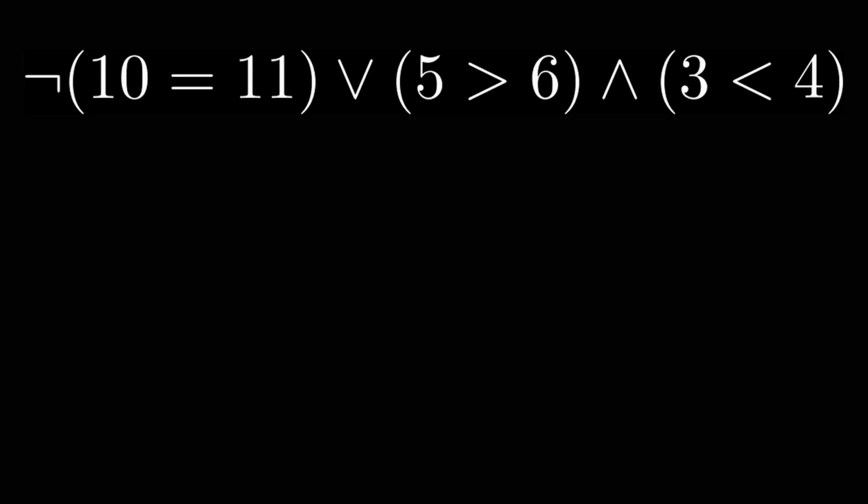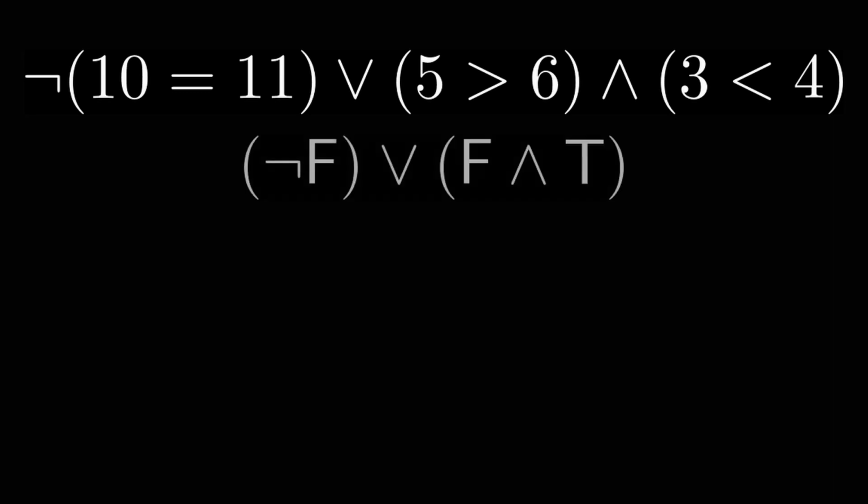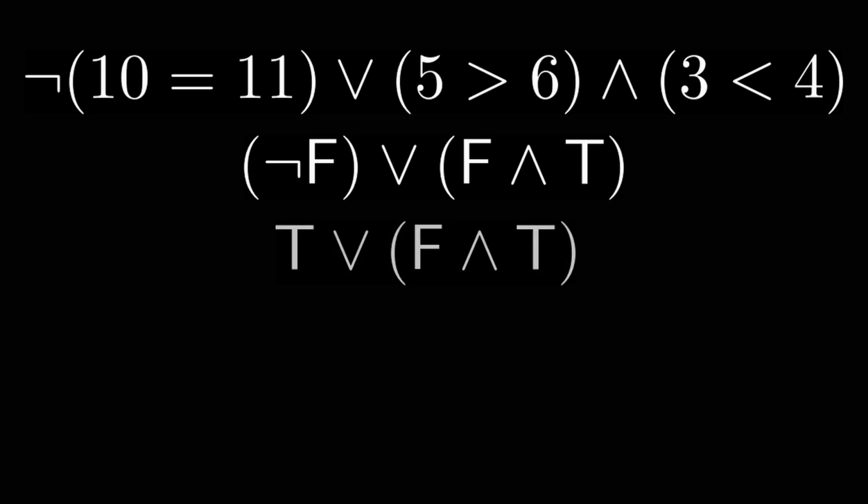So if I wanted to find the negation of 10 equals 11, or 5 greater than 6, and 3 less than 4, I would first do the not. 10 equals 11 is false, so not false becomes true. Then I would do the and. 5 greater than 6 is false, 3 less than 4 is true, so that becomes false.